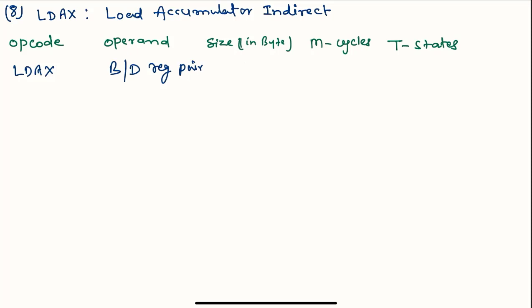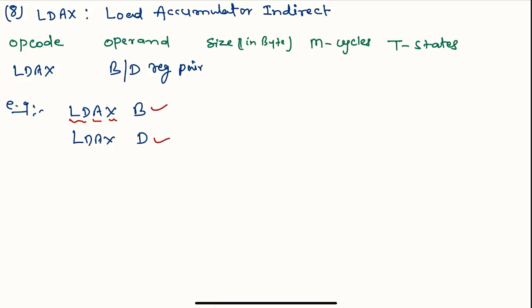For example, let's say this instruction is written as LDAX B. Here B represents the BC register pair. If you write it as LDAX D, it means we are taking the DE register pair. What will it perform? LD means load, A means accumulator, and X means register pair. As a register pair, we can use either the BC register pair or the DE register pair, and only the high order letter we assign as the operand, either B or D.